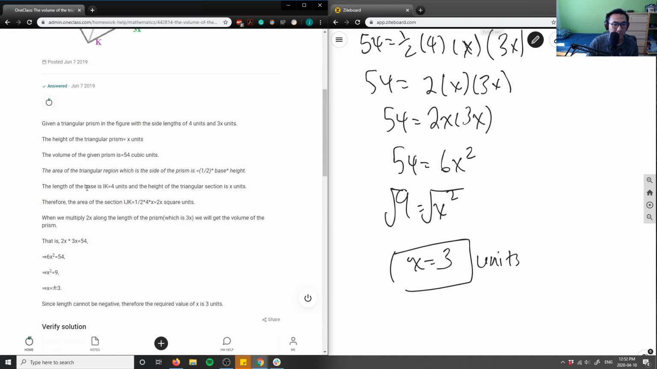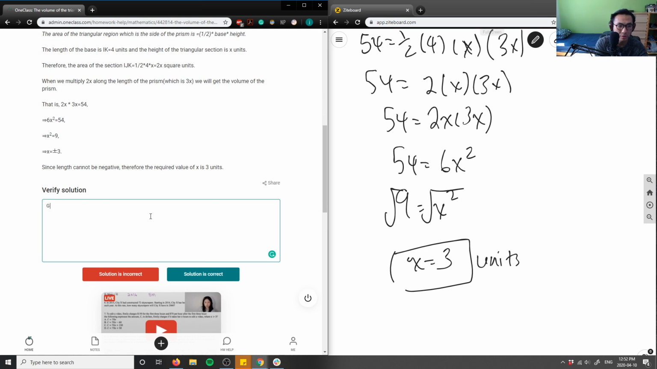And that's exactly what they did here. It's half times base times height. And then they did half times 4 times x equals 2x, which is good. We're multiplying the length of the prism. And then they solve for this exactly the same as I did here. So I like the solution here. I wish they gave me a volume formula here. So I'm going to say great solution.